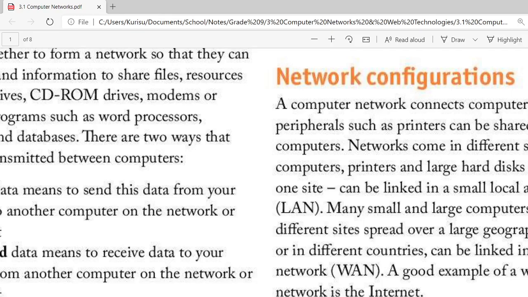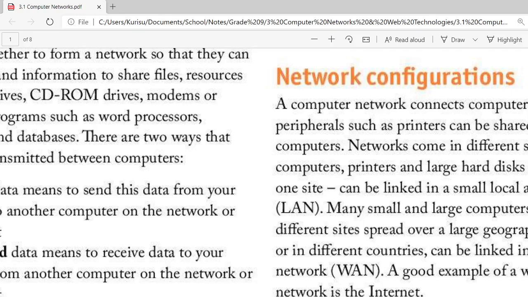Network configuration. A computer network connects computers so that workflows such as printers can be shared among computers. Networks come in different sizes. A few computers, printers, and large hard disks, usually on one site, can be linked in a small local area network (LAN). Many small and large computers located on different sites spread over a large geographical area or in different countries can be linked in a wide area network, or WAN. A good example of a wide area network is the Internet.